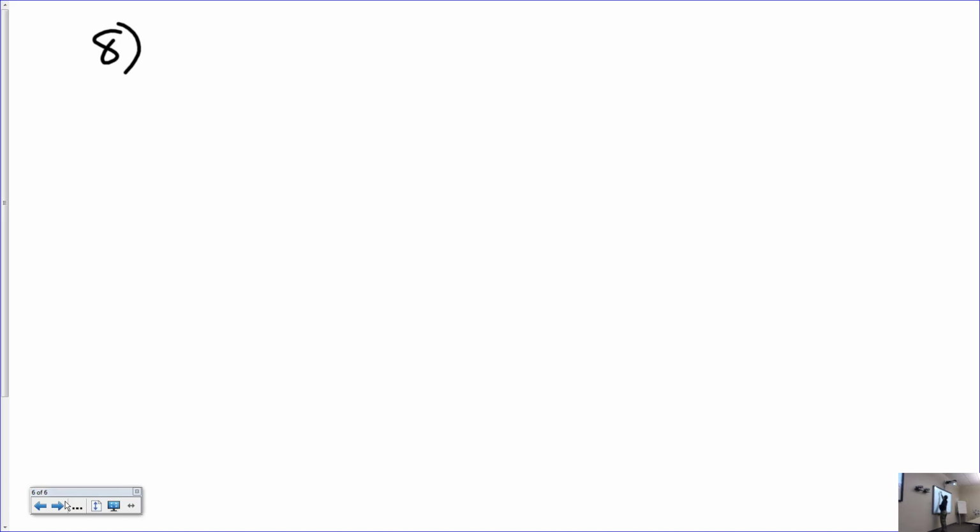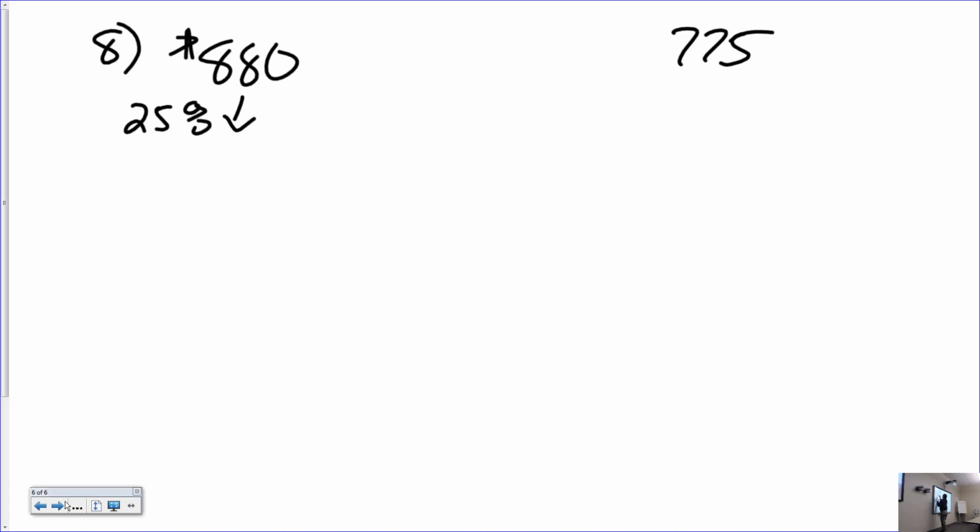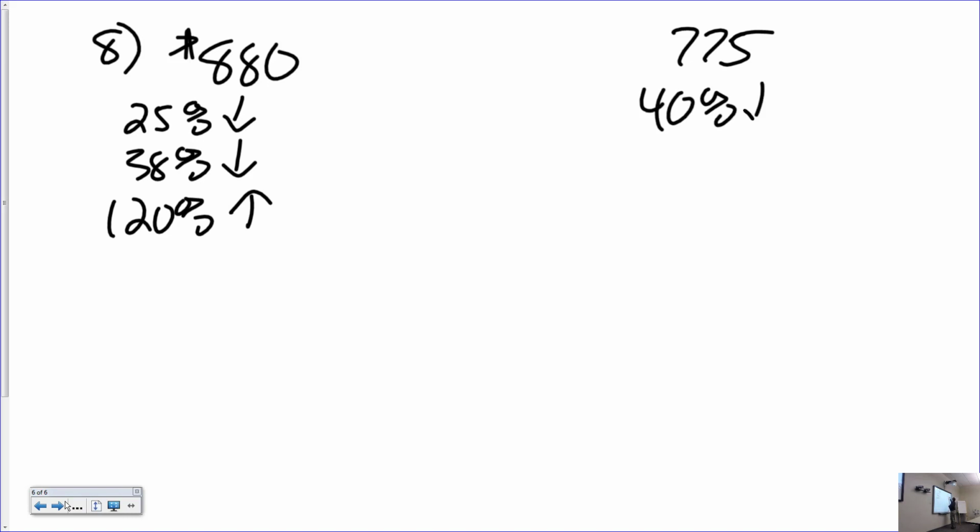so depending on how you did things, right? So you either started at $880 or you started at $775, and then you did a 25% discount, you did a 38% discount, and then 120% markup, or you did a 40%, 22%, 110%.